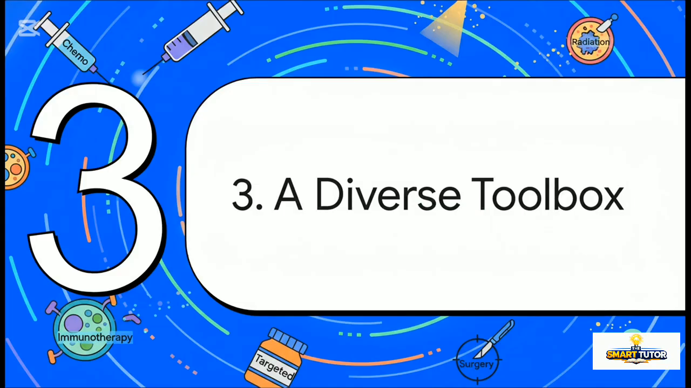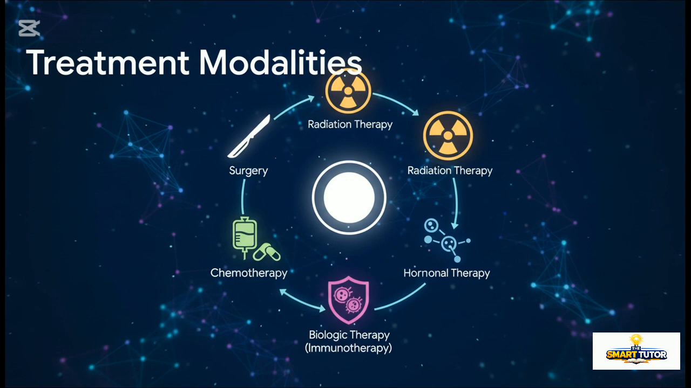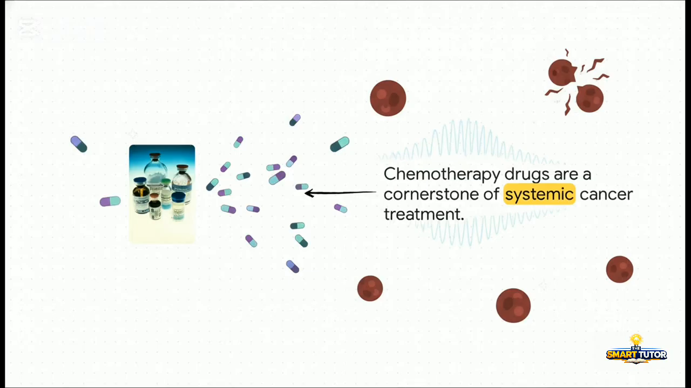So, how do doctors actually try to hit these goals? Well, they've got this incredible, diverse toolbox of treatments, or what they call modalities, at their disposal. Now, you've probably heard of the big 3, right? Surgery, radiation therapy, and chemotherapy. But the modern toolbox is so much bigger than that. It also includes things like hormonal therapy, which is really effective for certain types of cancers, and then there's the really cutting-edge stuff, biologic therapy. This is where we get amazing treatments like immunotherapy that basically unleash your body's own immune system to fight the cancer. So cool.